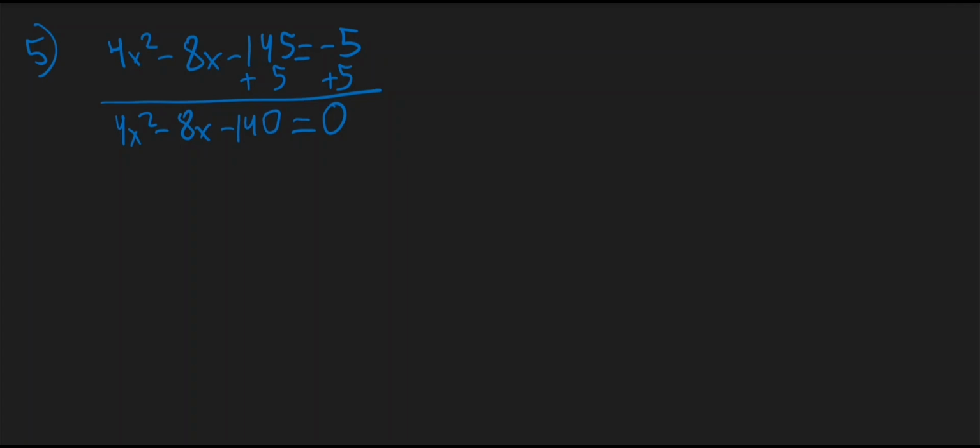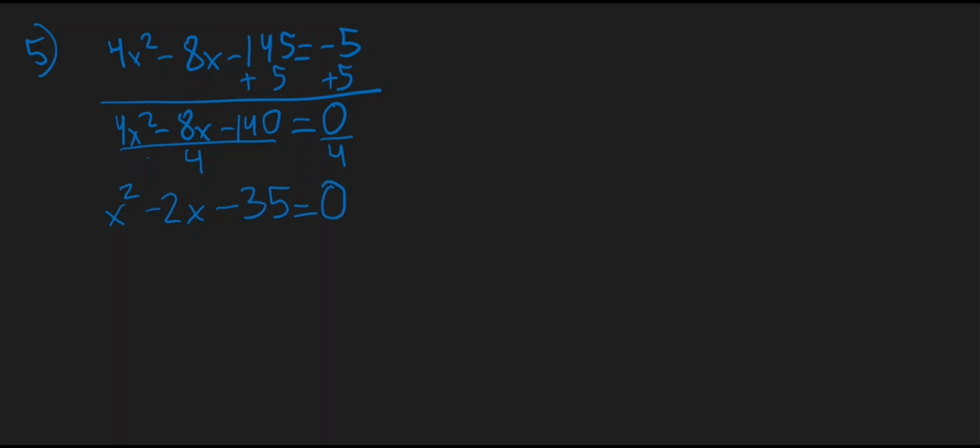Okay, so every term, once again, would be divisible by 4 in this case, so if you divide everything on both sides by 4, then let's check, 4x squared divided by 4 should be x squared, and then negative 8x divided by 4 would be negative 2x, and negative 140 divided by 4, that should be, I believe, 35. Okay, and that would be a 0.